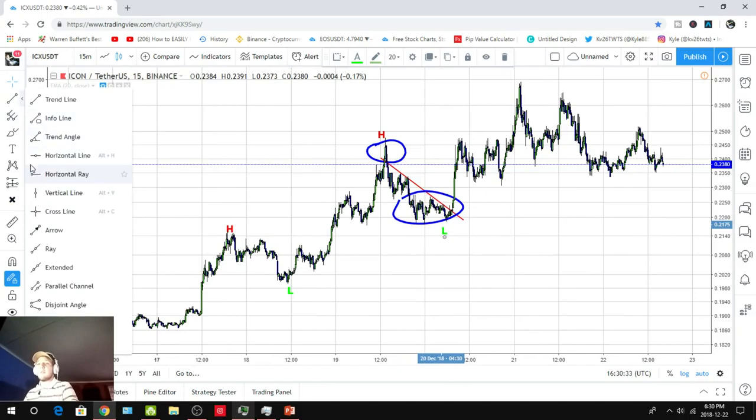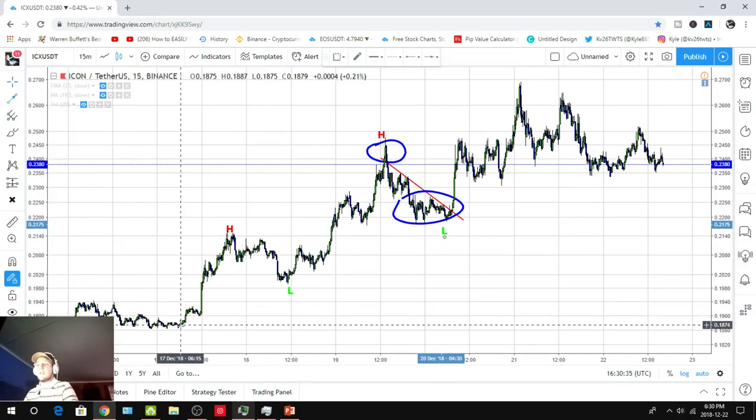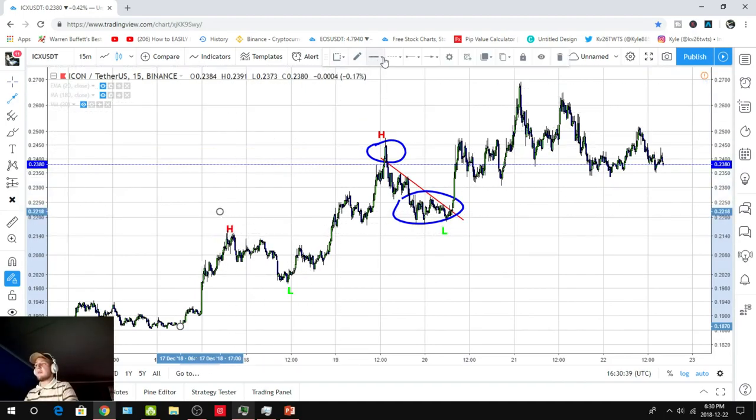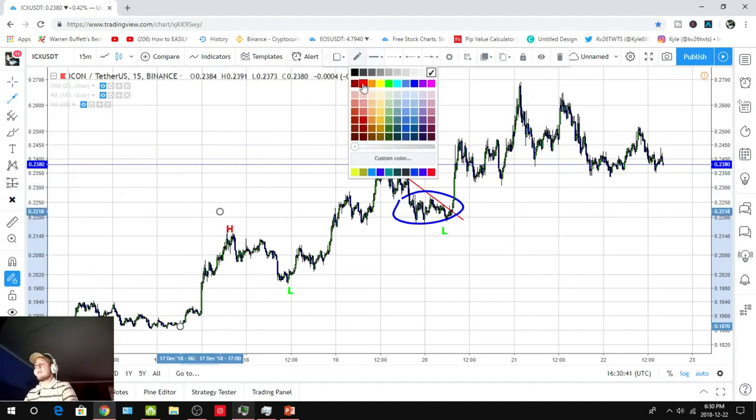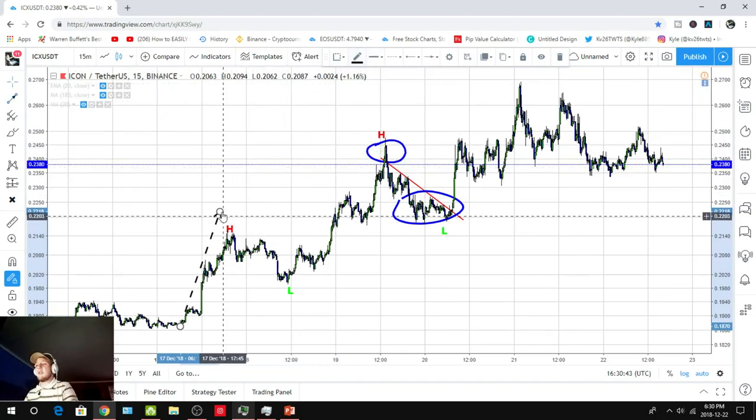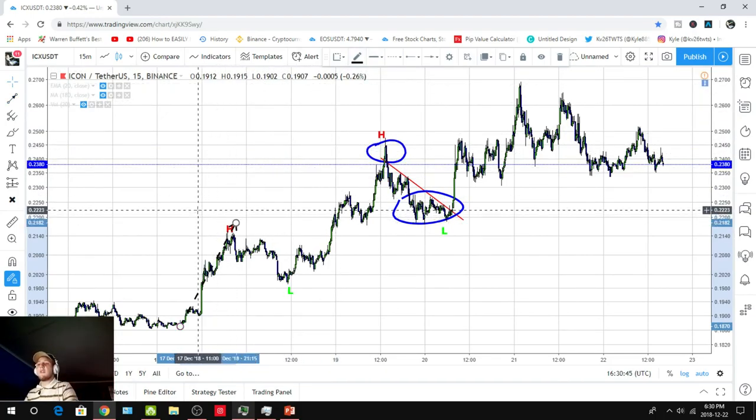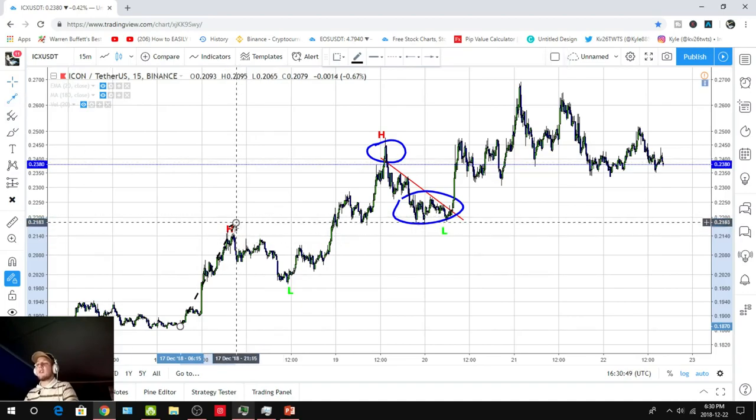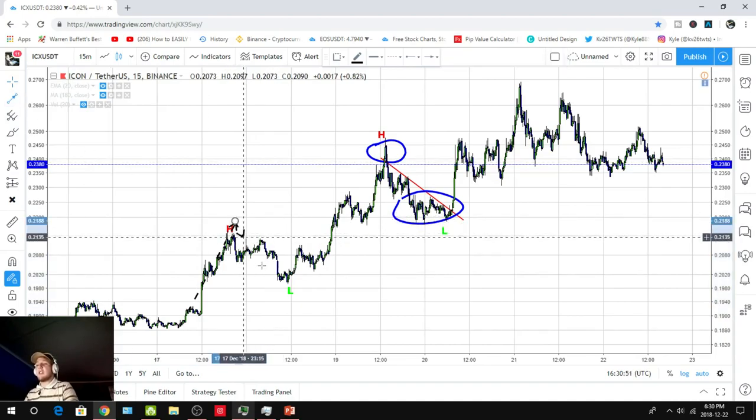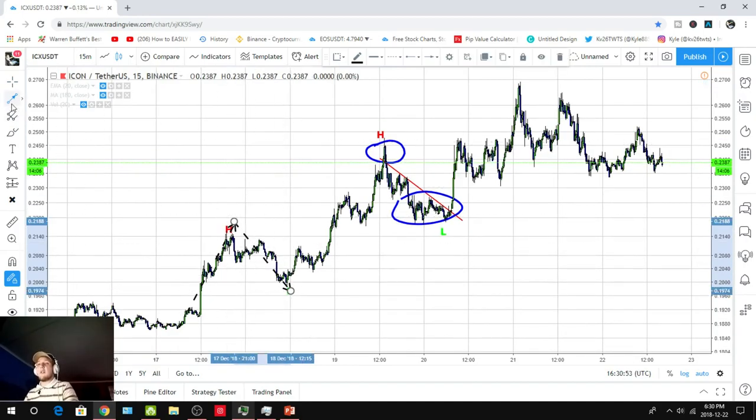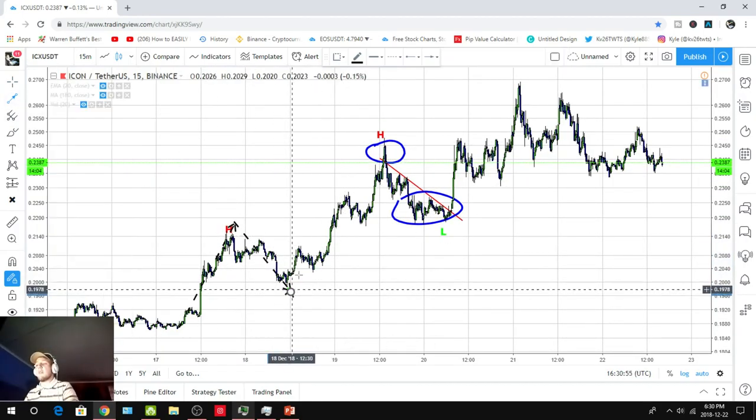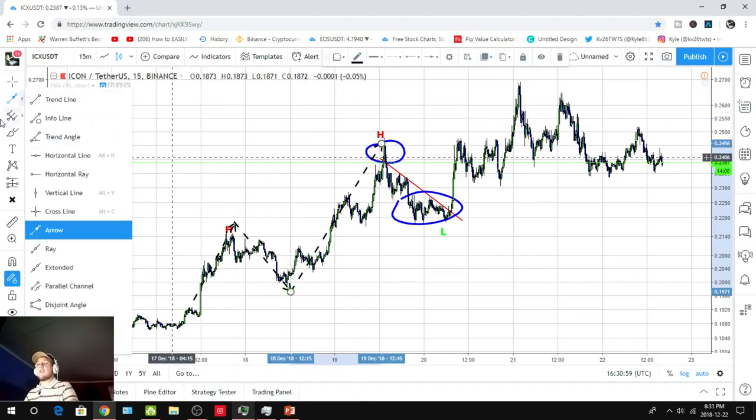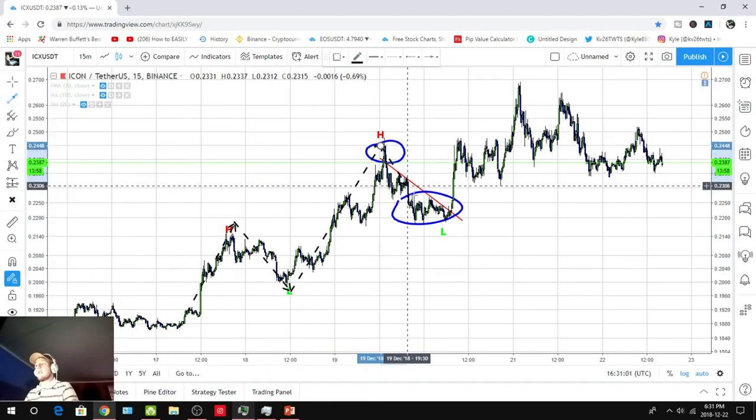Let me show you quickly another example. There we go. Let's change the color to black. There we go. They went high, and guess what happened? Did the market still go up? No, it changed direction, down. Went up, the market changed direction. Went down, the market changed direction, went up.